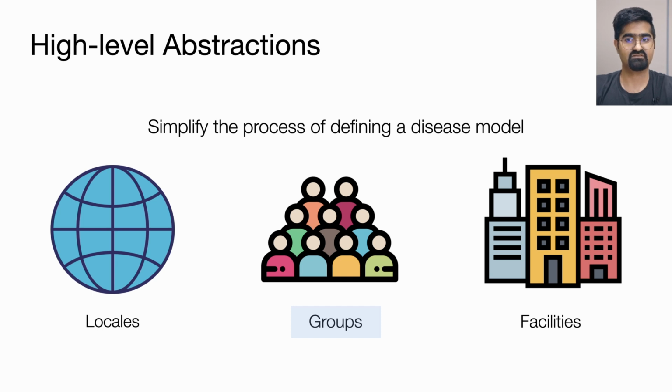A group is a segment of the population for which the disease may behave differently, such as high severity of symptoms for older people with COVID-19, or for which targeted interventions need to be specified, such as students or essential workers. A facility is any place within a locale where people may spend time and interact with each other, such as schools, households, or workplaces.